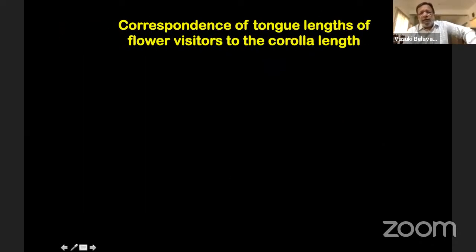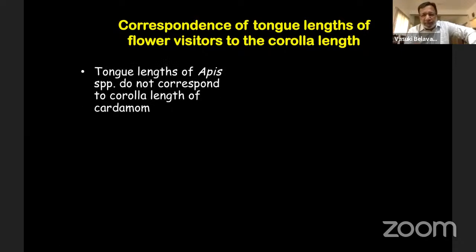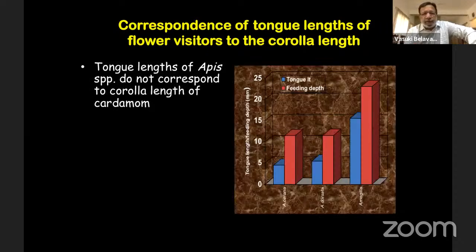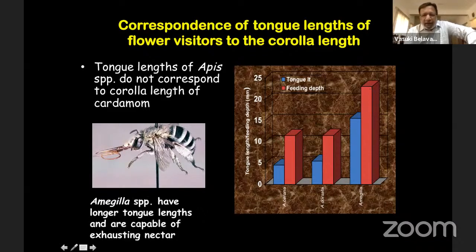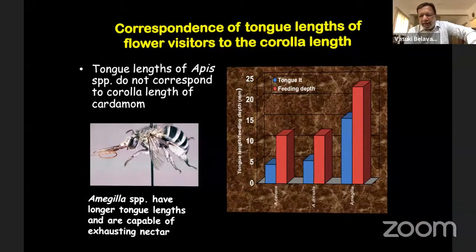So look at the correspondence. The next thing is to look at the tongue length of Amegilla species. The tongue lengths of Apis species do not correspond to the corolla length of cardamom, but the tongue length of Amegilla species is very long. Amegilla has a tongue length of about 15 millimeters, and it can take the entire nectar from the flowers. It is capable of harvesting the entire nectar. So one of the hypotheses is that they have longer tongue lengths and are capable of exhausting nectar.